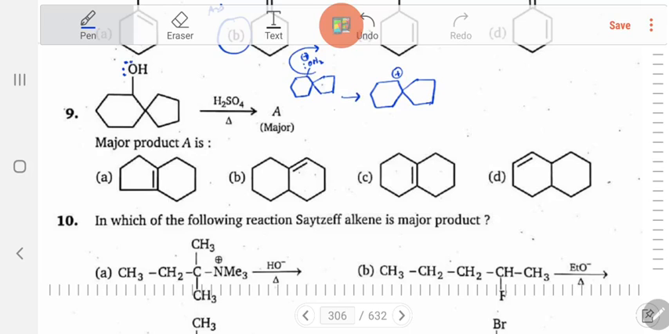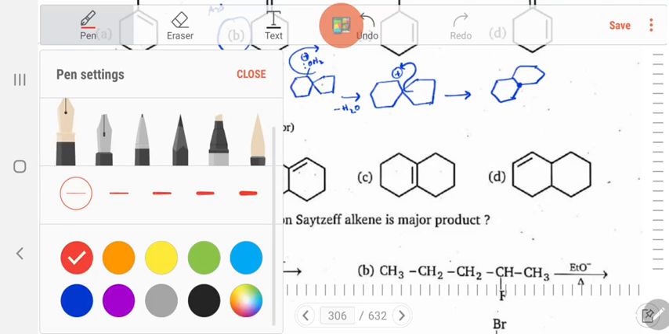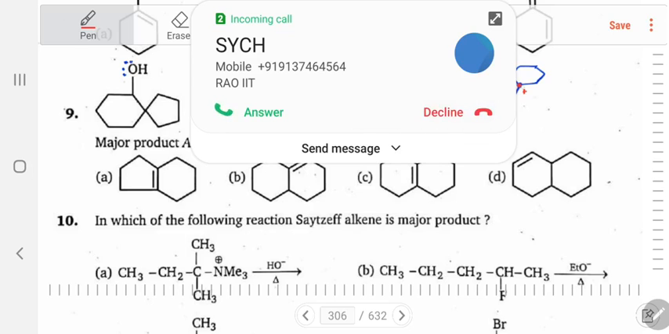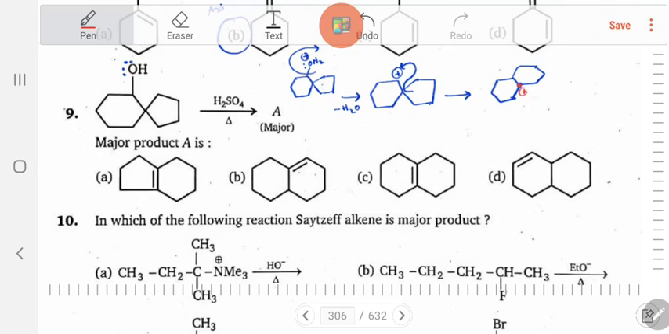Already we discussed that carbocation rearrangement is possible. Now the rearrangement is that this bond will be shifted from here to here. When that bond is shifted, you will get a 6-membered ring here, and this also converts into a 6-membered ring, because the bond has migrated from here to here. Then you will get a positive charge at this position.